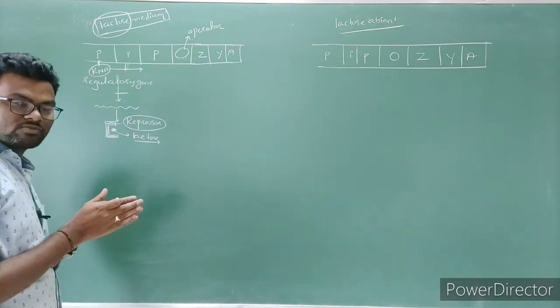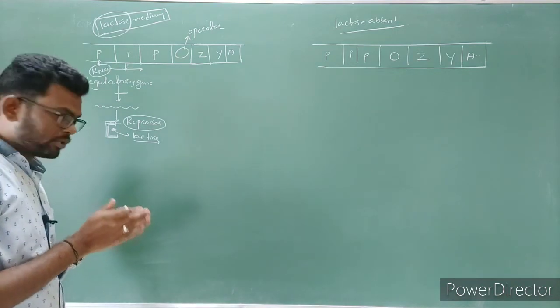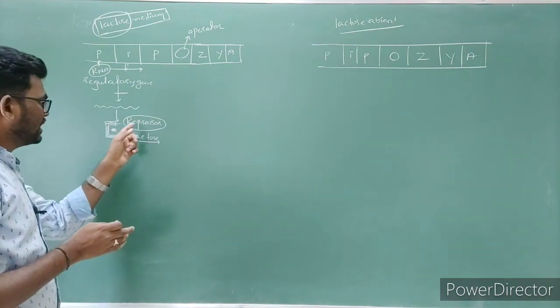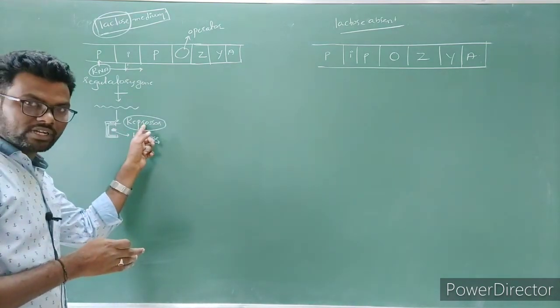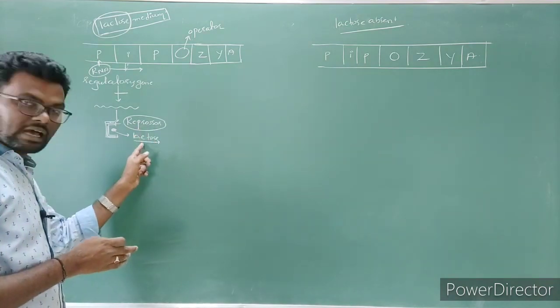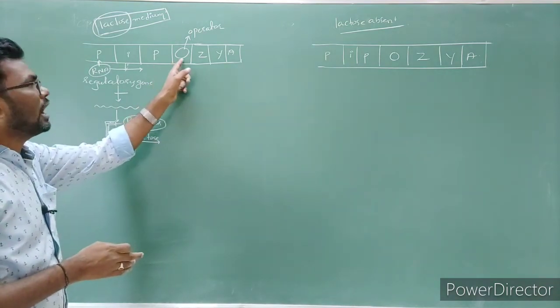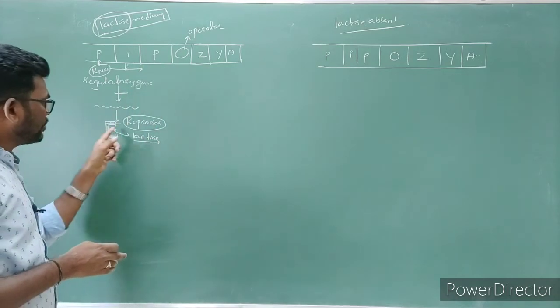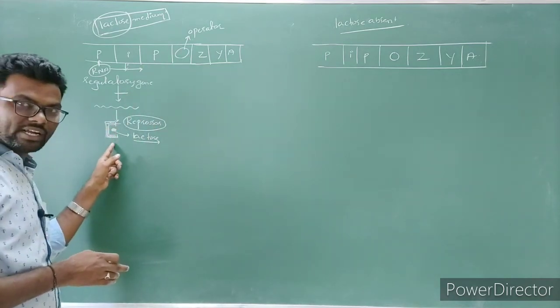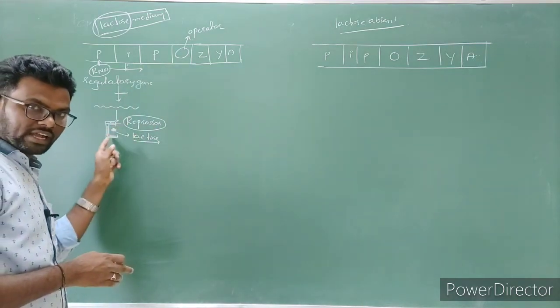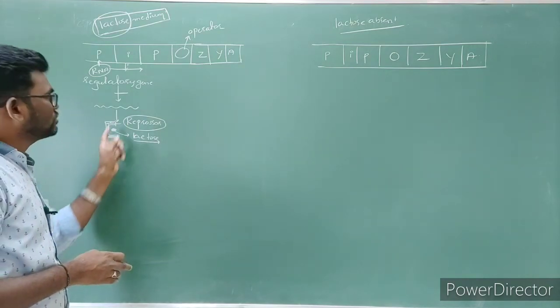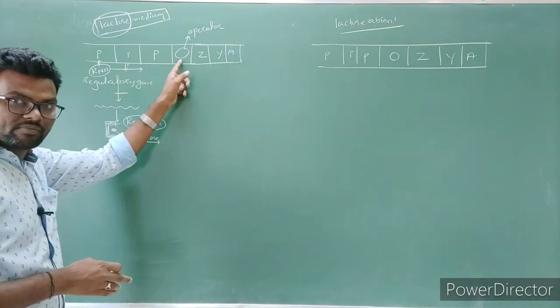Why is this complex necessary to form? Because the repressor is always active. If lactose is absent, it is going to bind with the operator. When lactose binds, the repressor is inactivated. Now there is no chance for it to bind with the operator site, right?